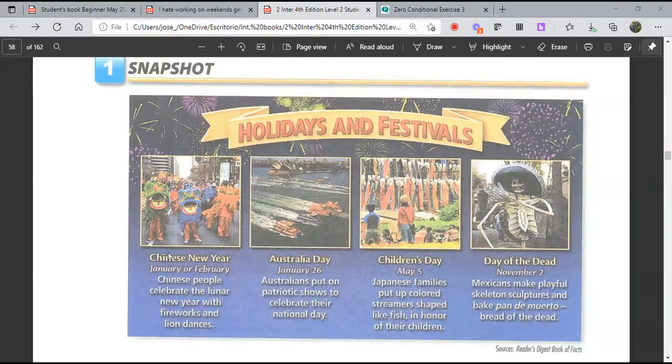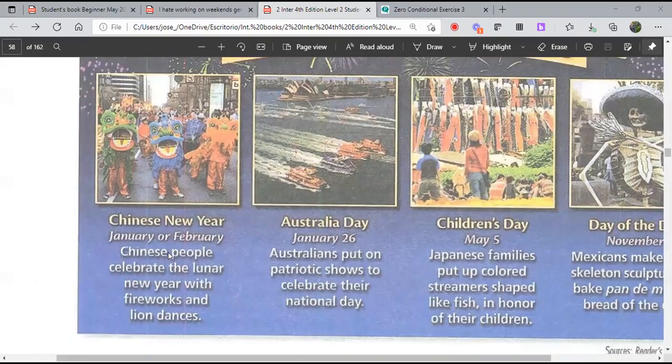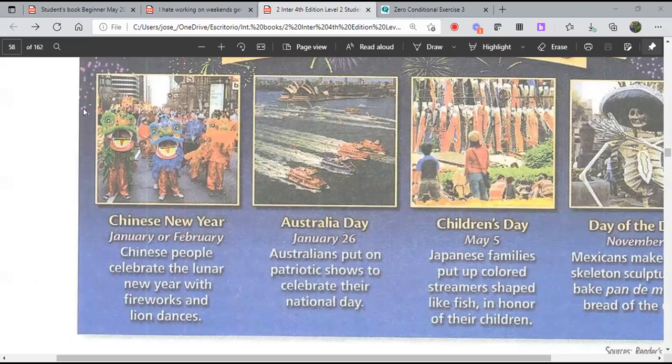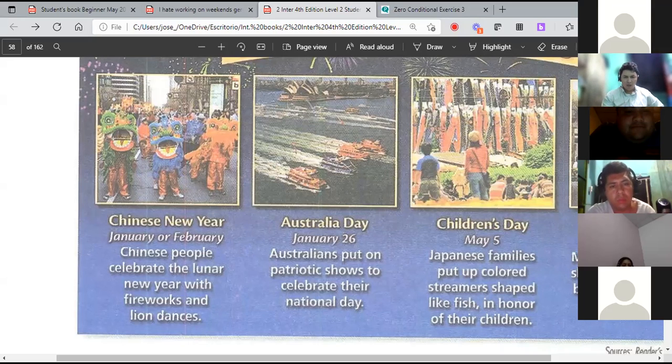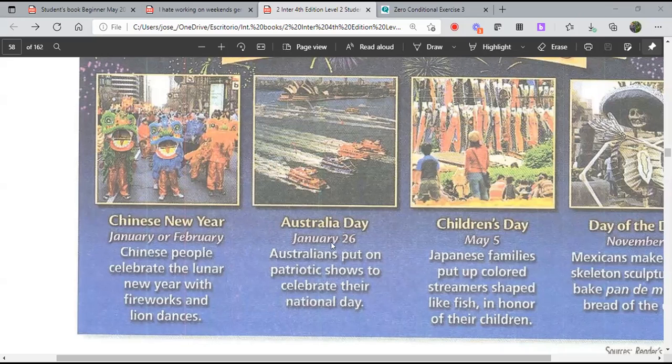Chinese New Year. January or February, Chinese people celebrate the Lunar New Year with fireworks and light dances. Thank you so much. And every single year, they choose an animal, okay? They have an animal. I don't remember the animal that they base their Chinese year on. So thank you so much. Australia Day, Mr. Gamero, go ahead, please.